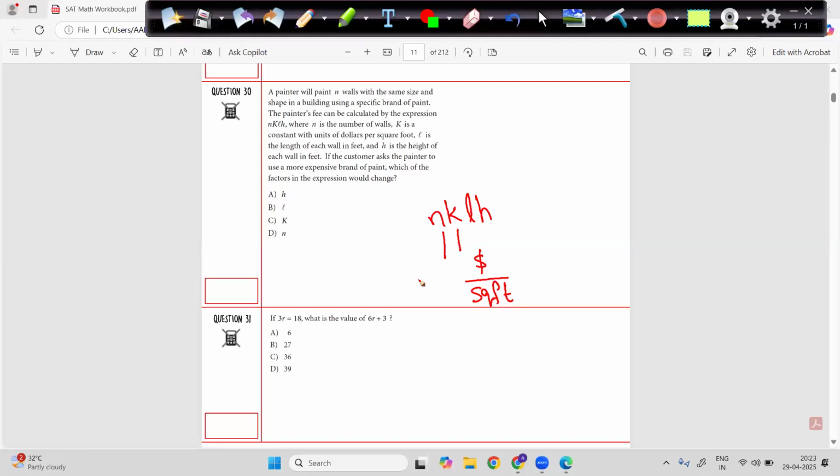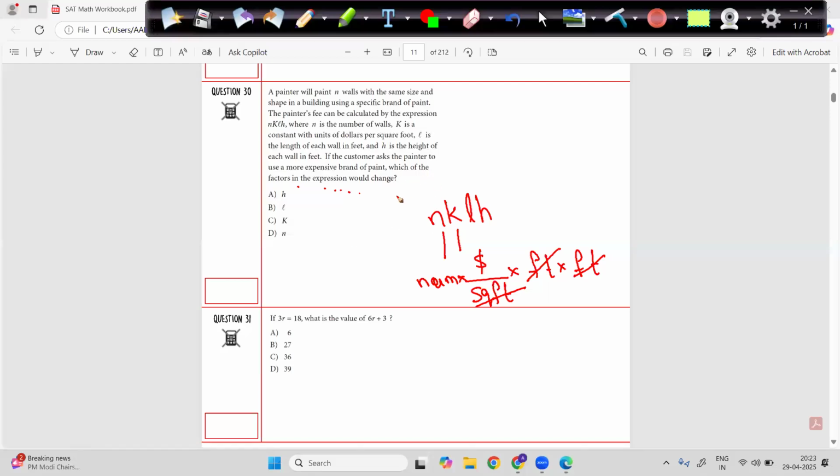What is N? Number of walls, number. L is length in feet, and H is the height of the wall in feet. If you can see, square feet and feet will get cancelled. So I'm getting number into dollars. If the customer asks the painter to use a more expensive brand of paint, which of the following factors in the expression would change?